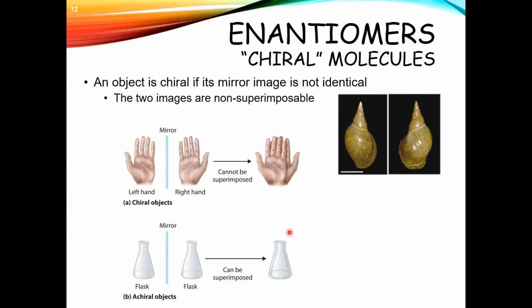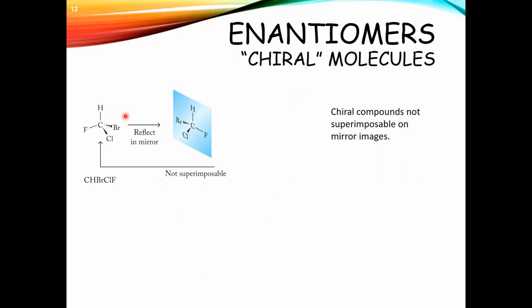Let me give you an example of a molecule that does this. So right here, I have a molecule. I have carbon bound to hydrogen, fluorine, bromine, and chlorine. This is CHBrClF, so a big long molecule. And right here, I have its mirror image. So I've got a mirror right here.